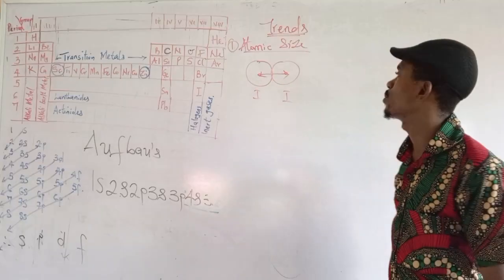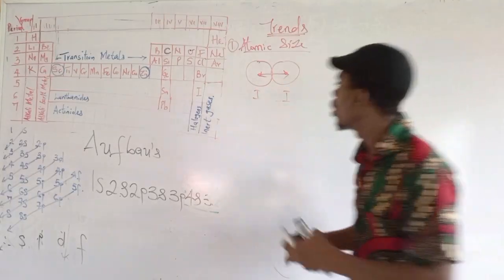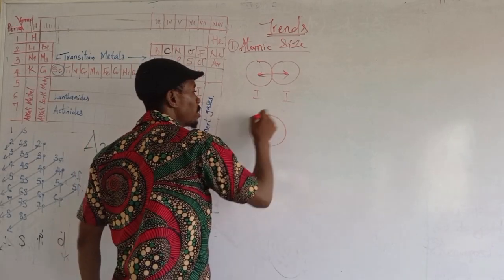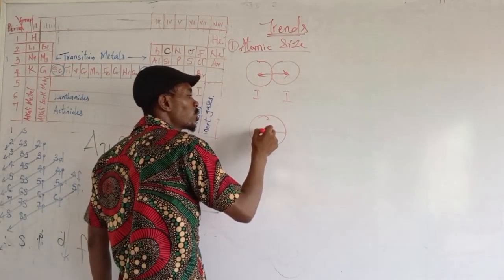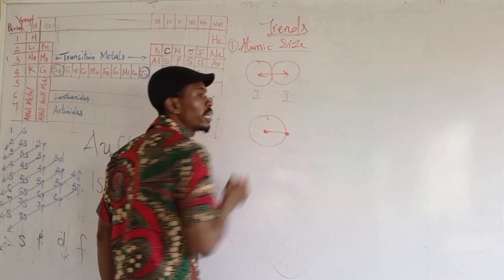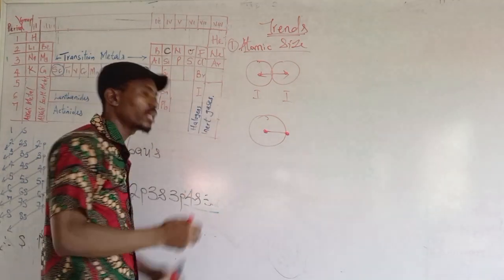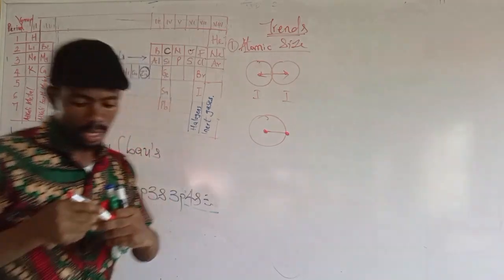Covalently bonded atoms. That is the atomic nucleus. Or you can simply say the atomic radius or size is the distance from the nucleus of an atom to the outermost electron. Whichever way you say is correct.